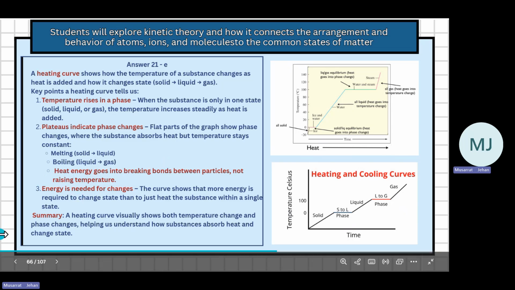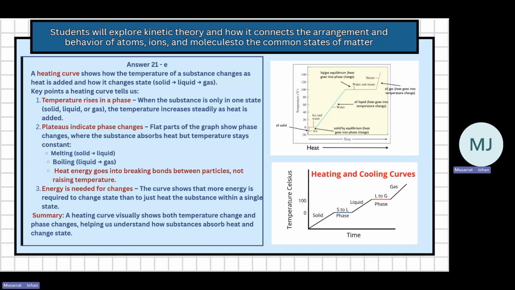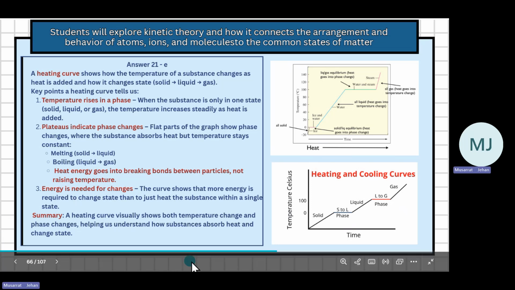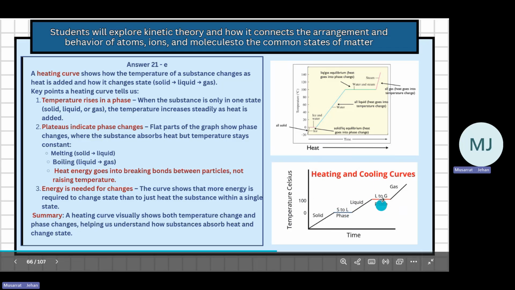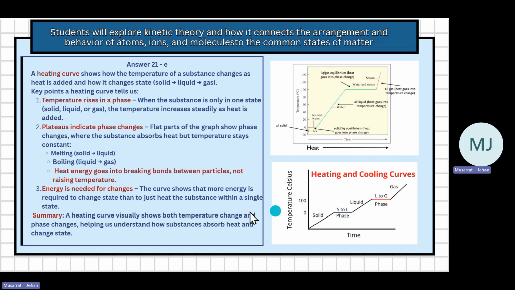Now they ask you a question normally. They say, what happens to the heat energy? Because we are constantly adding heat energy. What happens to the heat energy at this place? Temperature is not increasing, so where is the heat energy going? Here, heat energy goes into breaking bonds between particles, and it does not raise temperature. So at these two places, the bonds are breaking. And that's why the solid is changing into liquid, or the liquid is changing into a gas.